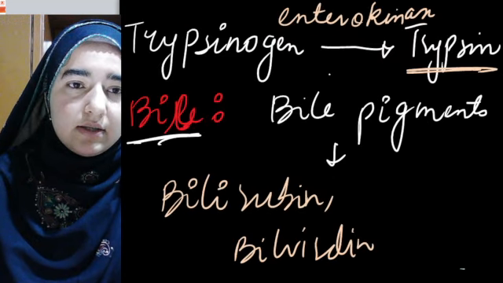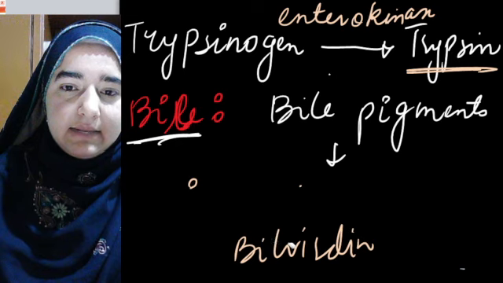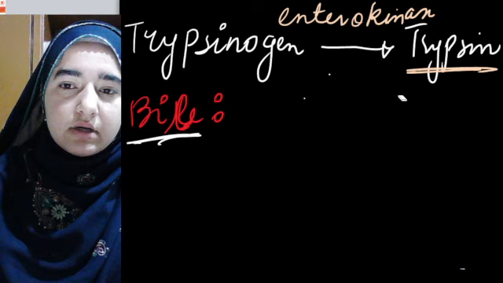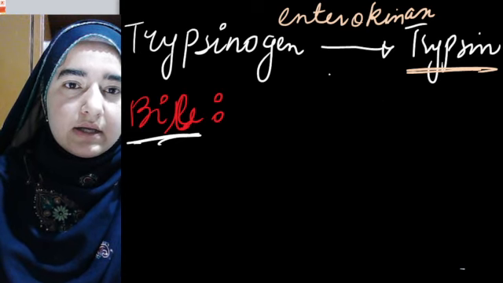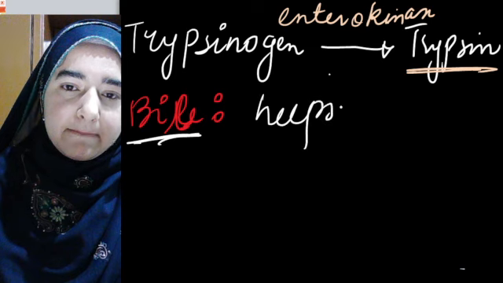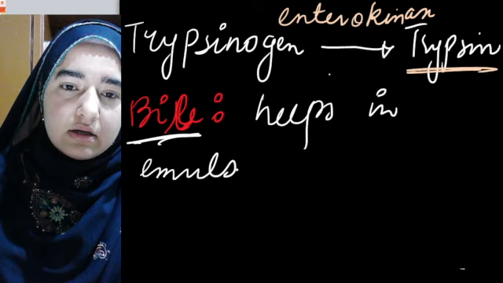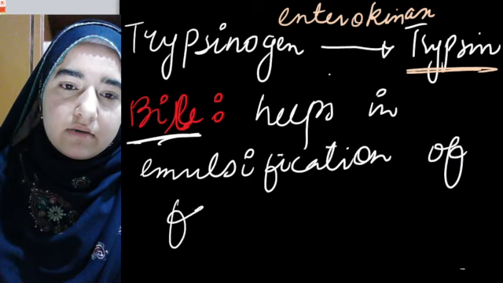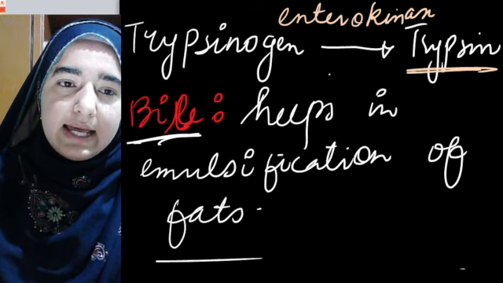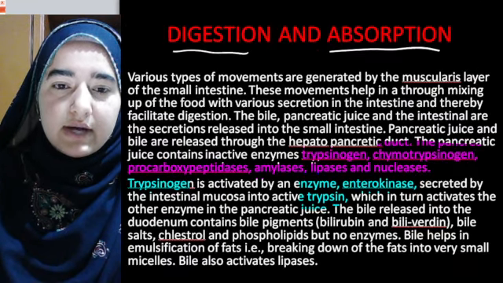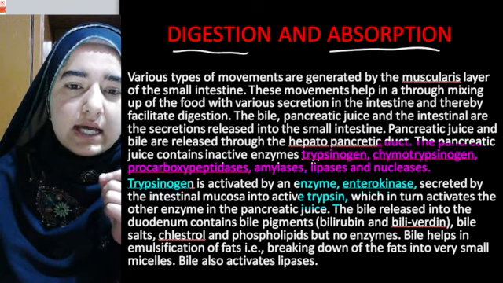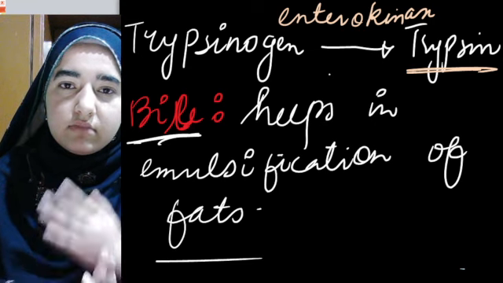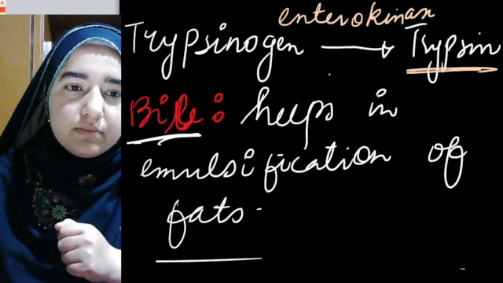What's the function of bile? Bile helps in emulsification, the breakdown of fats. Please remember, bile helps in emulsification of fats, breaking them into very small particles, as we know. And moreover, bile also activates other lipases which help in the digestion of lipids. I hope this concept is clear.